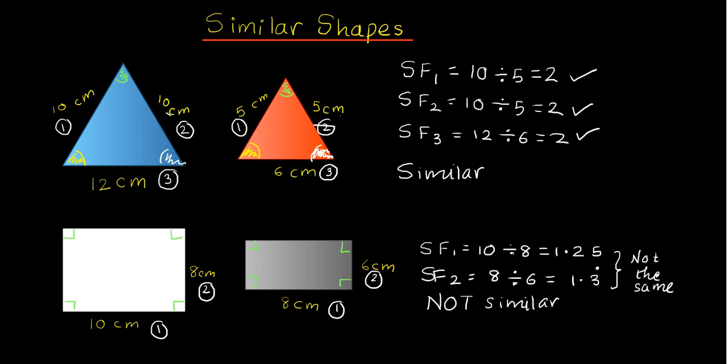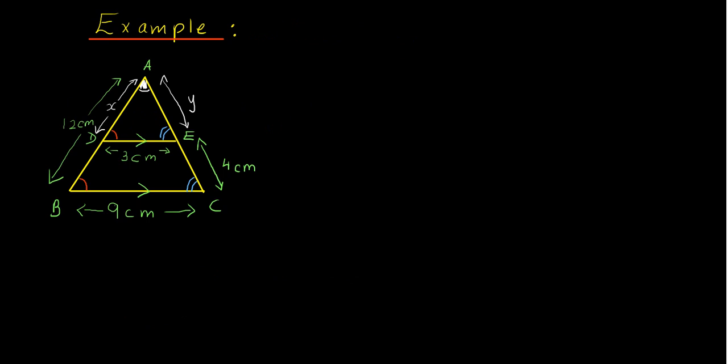Alright, so in this video we're going to look at another example where we have two similar triangles and we have to find some missing lengths. After that you are going to have a go at two questions, and then you can have a look at the answers. So let's look at our example. In this example we have two triangles: a big triangle, triangle ABC, and a smaller triangle, triangle ADE.